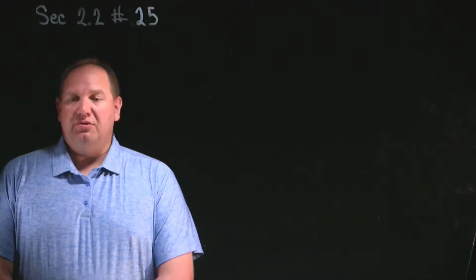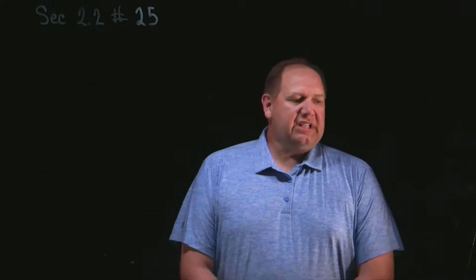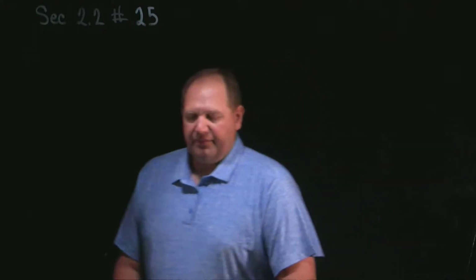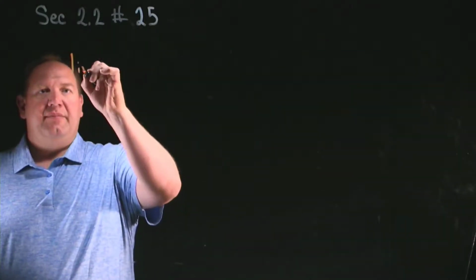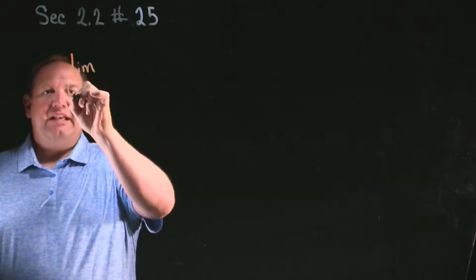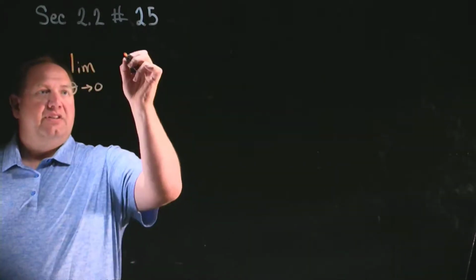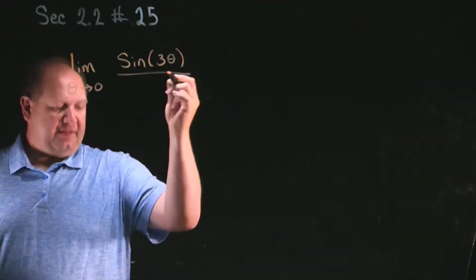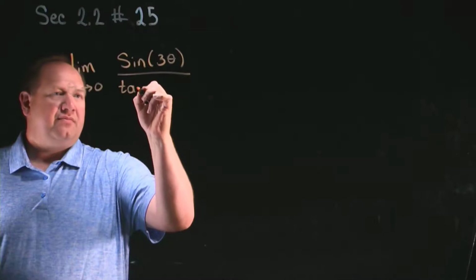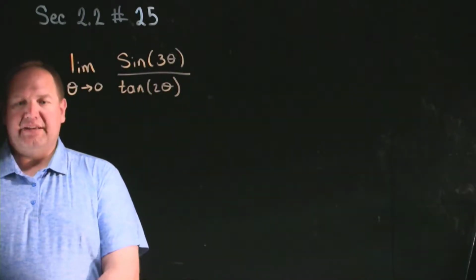Section 2.2, question number 25. The directions say, using a table of values, estimate the value of the limit. Okay, so the question we are given is to evaluate the limit as theta approaches 0 of the sine of 3 theta divided by the tangent of 2 theta. And we are to make a table.